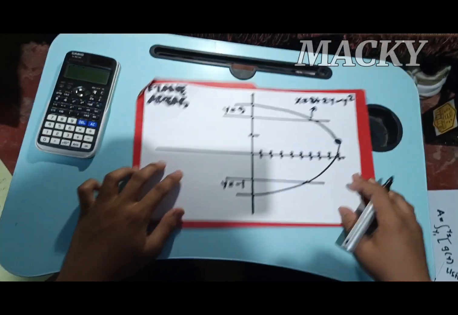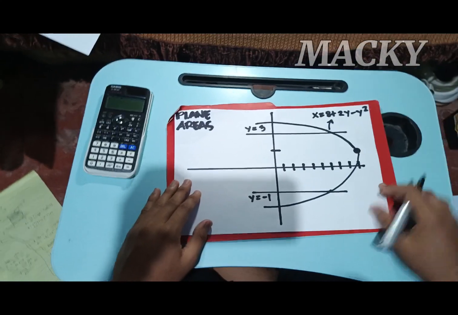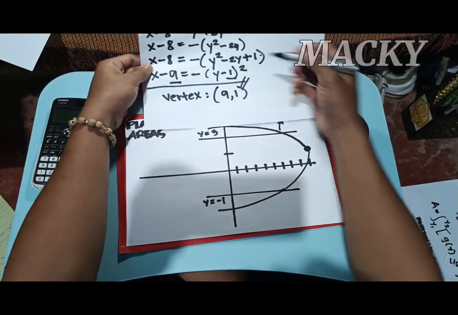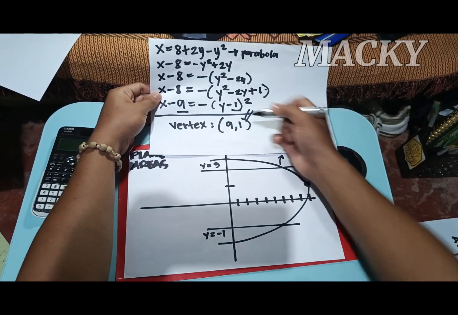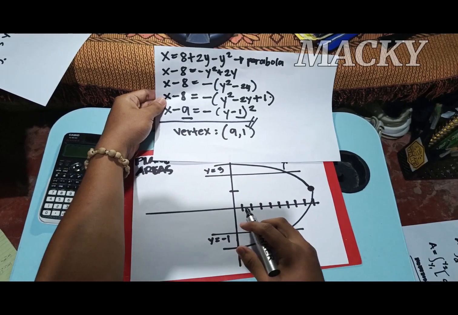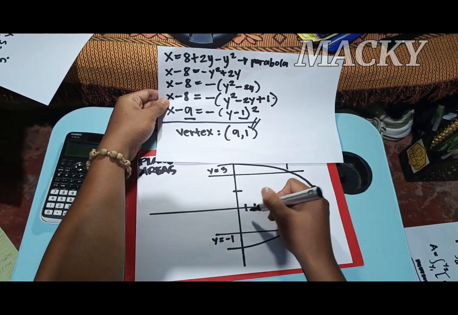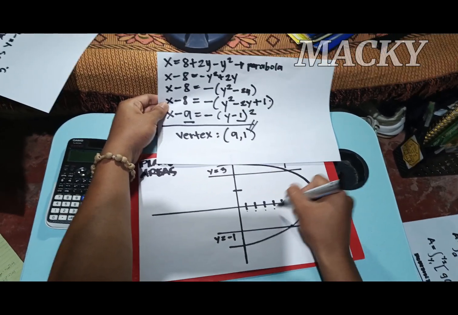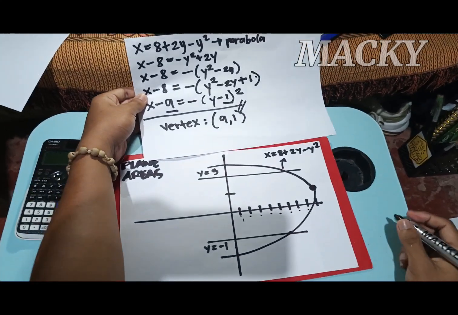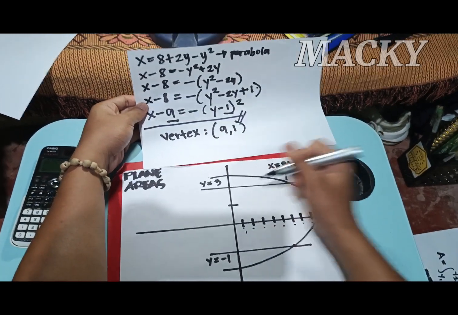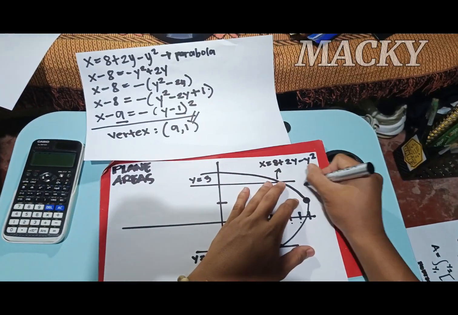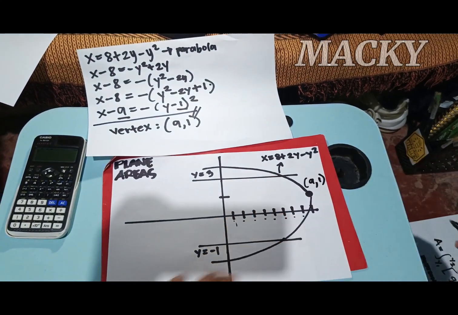So this is our Cartesian plane, or our coordinate plane. Going back, the vertex is 9 and 1. This is our vertex. On the x-axis we count 1 2 3 4 5 6 7 8 9. So we place 9 on our Cartesian plane and 1 here. The dot is our vertex, which indicates 9 and 1.